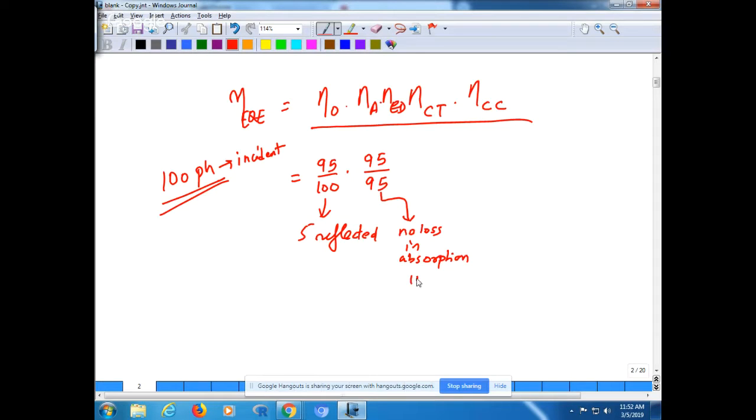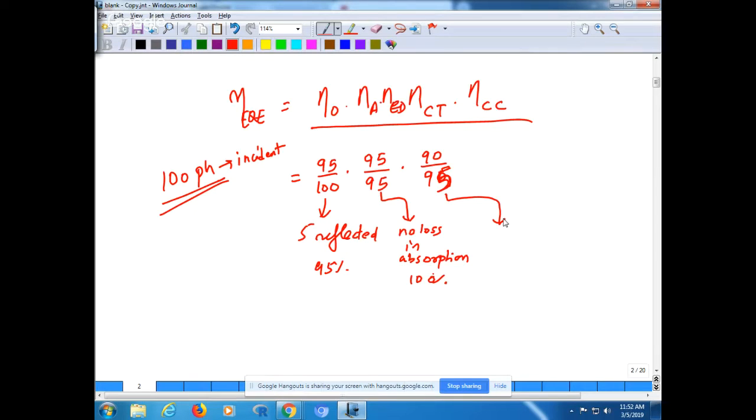So this is 100%. This is 95%. Now, out of these 95 photons created, I create 95 excitons. And out of these 95 excitons, I am able to convert 90 of them into free electrons and holes. So let's say this is now 90 by 95. So this is the efficiency, 90 divided by 95, which I have for exciton dissociation.